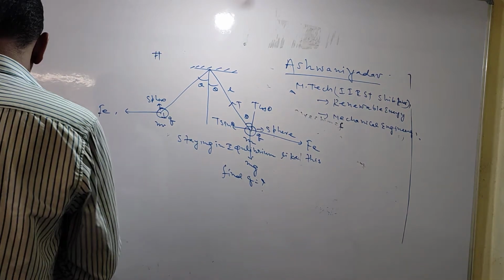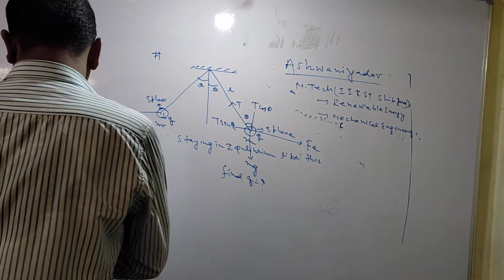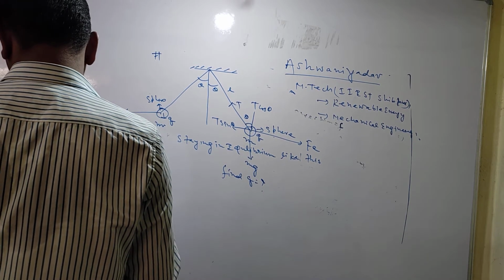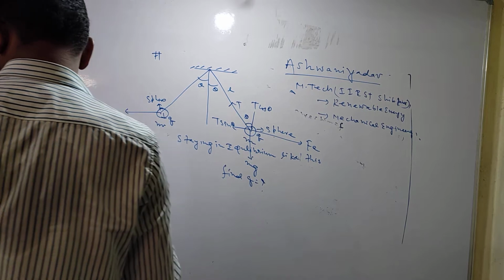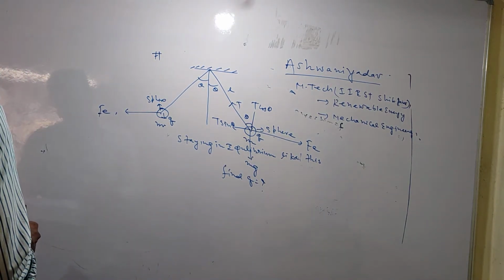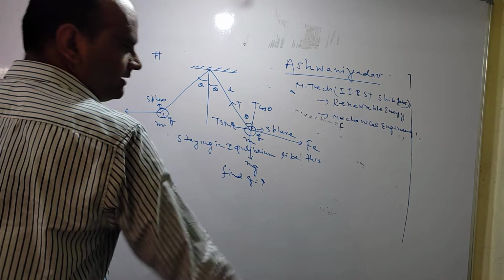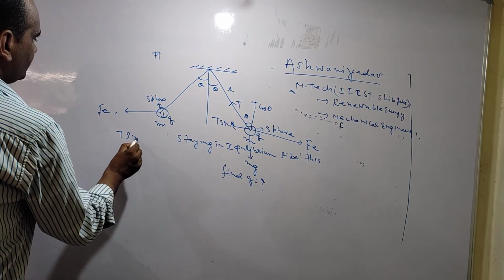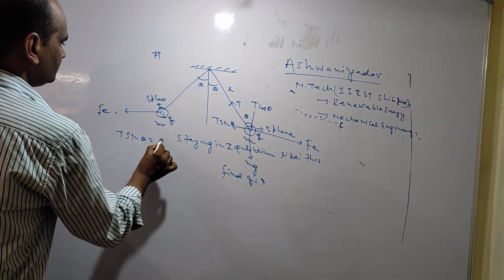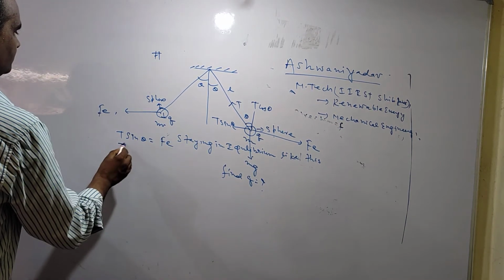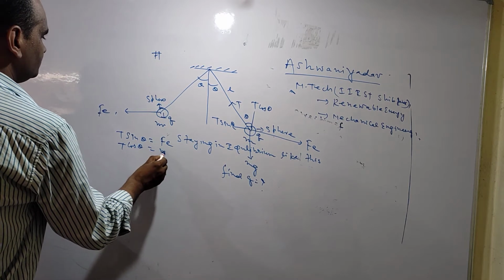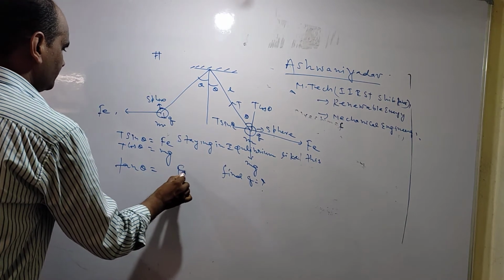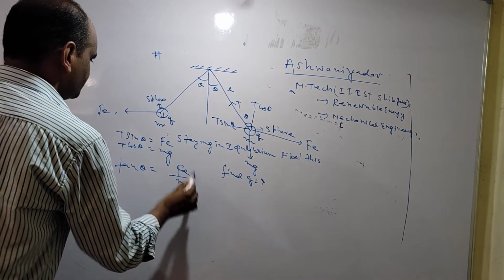This is your question. Simply balance the force. T sin theta is nothing but F electrostatic force, and T cos theta is equal to mg. So tan theta we have Fe by mg.